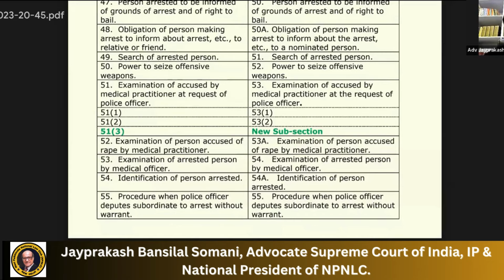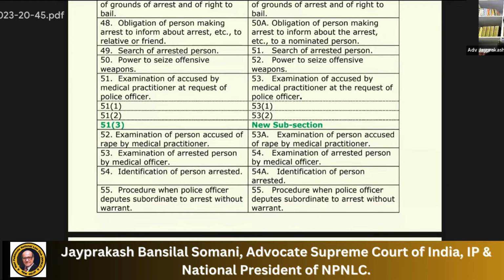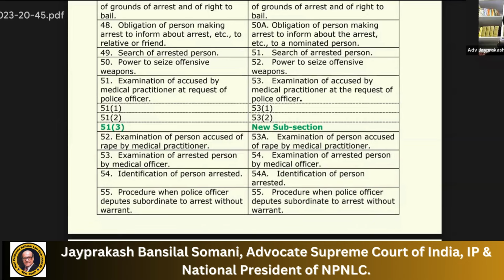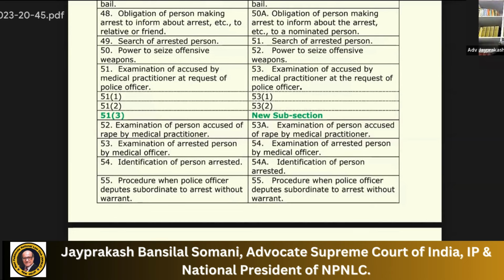Section 51 of BNSS, examination of accused by medical practitioner at request of police officer. Its earlier section was in CrPC section 53. Section 51 of BNSS contains three subsections: 51.1, 51.2, 51.3. Its corresponding sections in CrPC were 53.1, 53.2. But 53.3 is not there because that was not in existence. But in BNSS 51.3 is there.